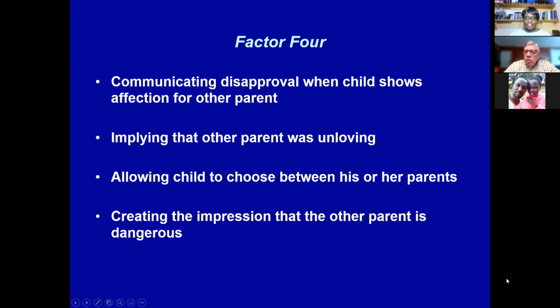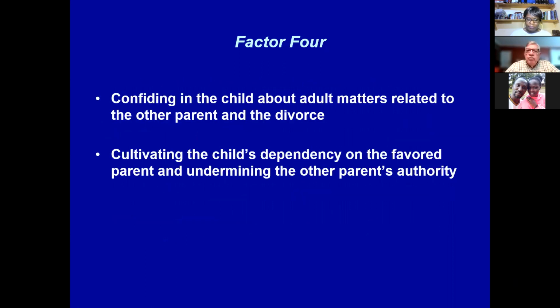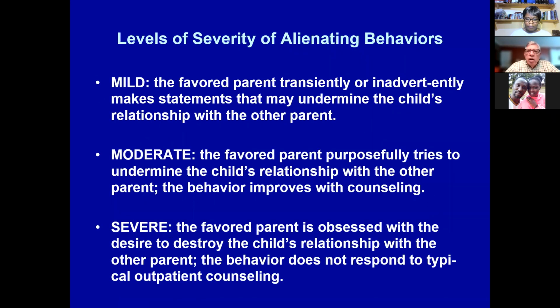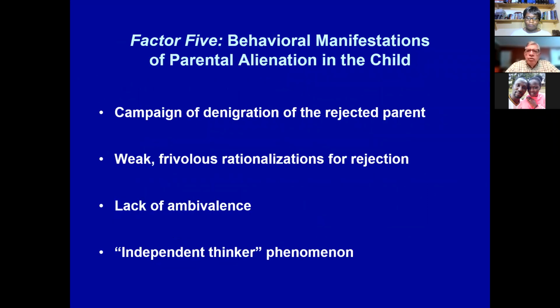So I think we can go ahead to the next idea here, which is factor 5. As I said, factor 4 are things that the parent has done. Factor 5 are things manifested by the child. They're signs. A sign is something that you can observe in the child. And the first one is campaign of denigration of the rejected parent.